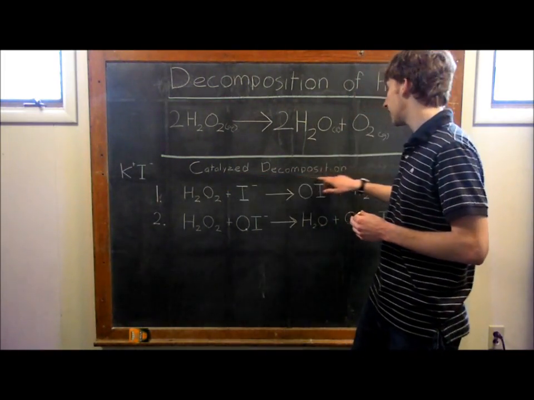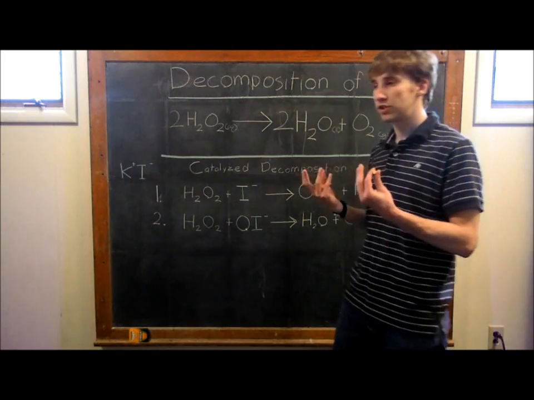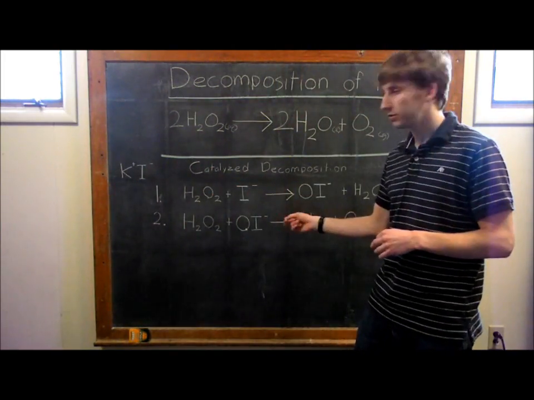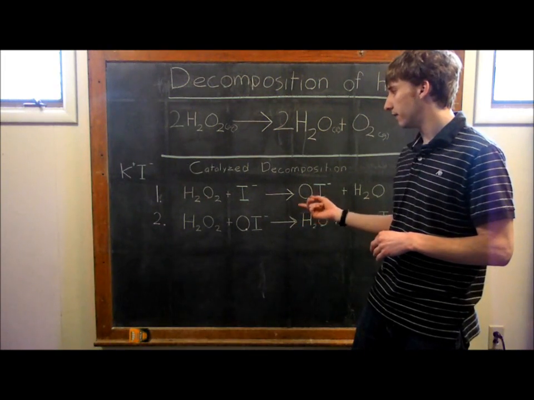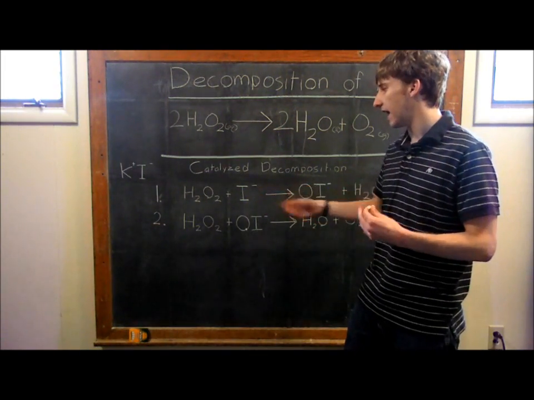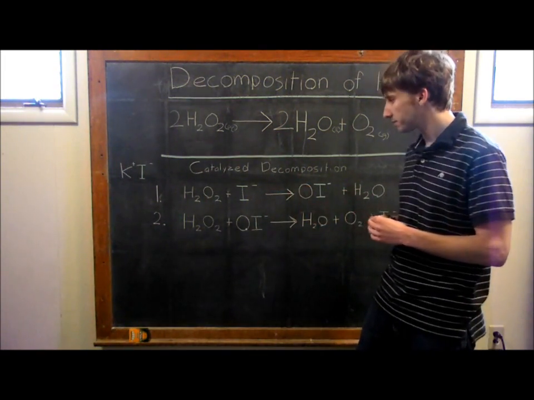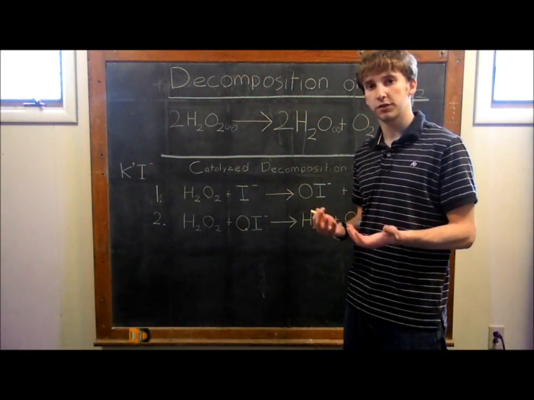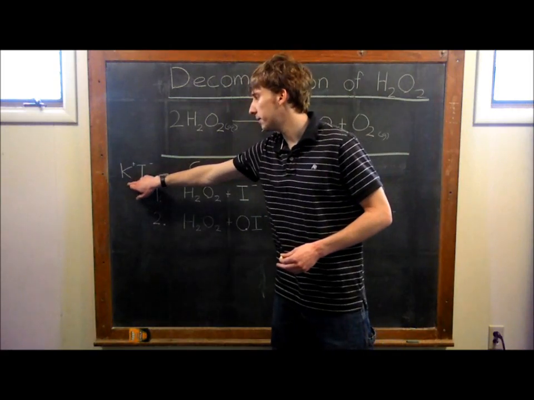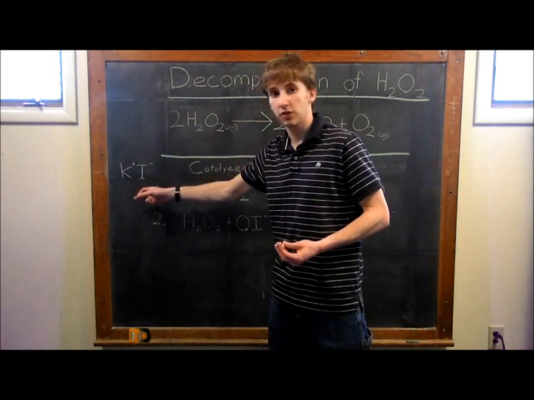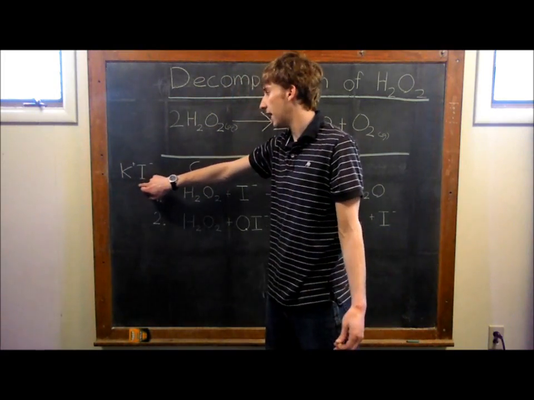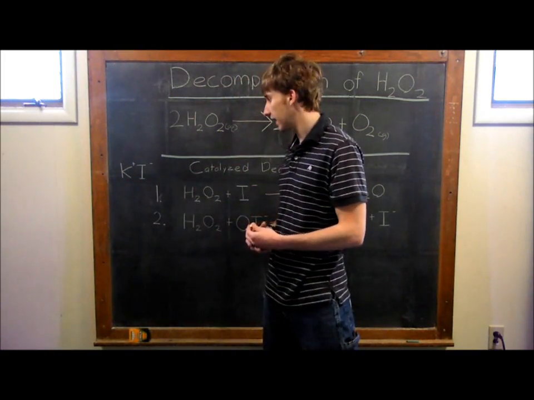Now, the catalyzed decomposition reaction, which normally would involve KI, looks a little bit like this. It happens in two steps, and it involves an iodide anion catalyzing the reaction. Now, this iodide anion can be introduced to the system through potassium iodide, which is a salt, and when put in water, it'll actually break apart into K plus and I minus cations and anions.